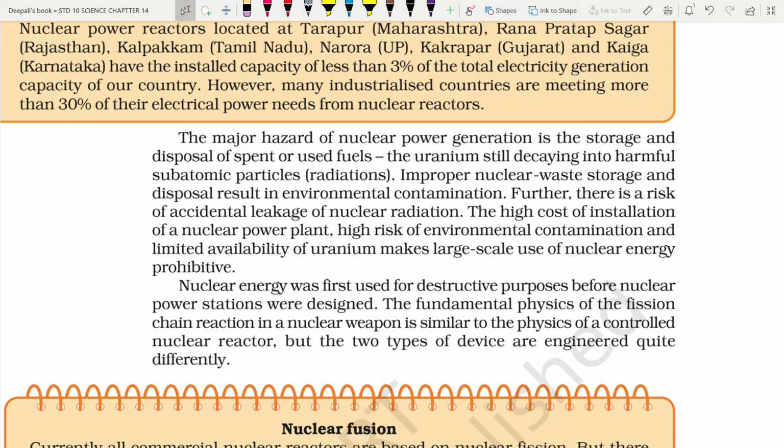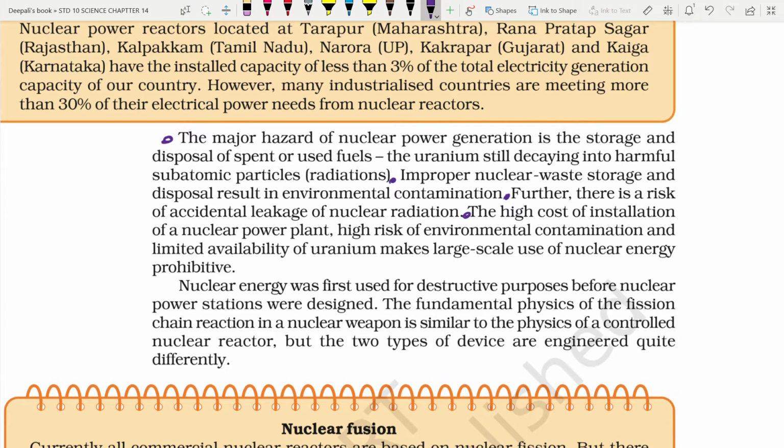The high cost of installation of a nuclear power plant, high risk of environmental contamination, and limited availability of uranium make large scale use of nuclear energy prohibitive. So these are the limitations which stop us from using this huge source of energy.